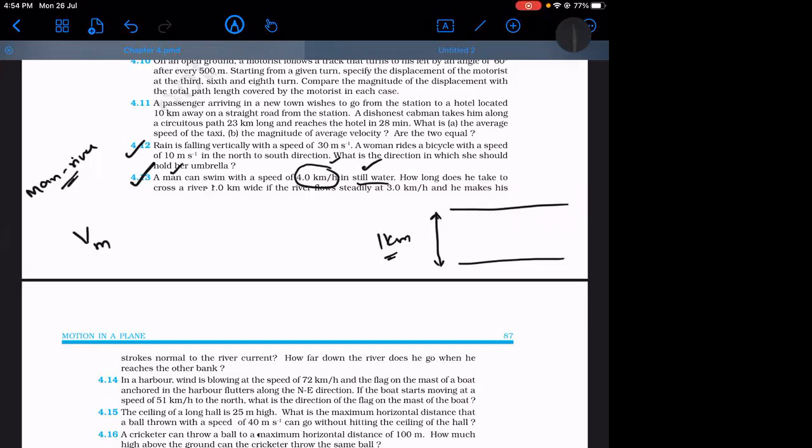Wherever they say velocity of man with respect to still water, this man alone is solved from 2 frames of reference. One is with respect to ground. When you take the reference as the ground, then it is absolute velocity. Whereas when you take the reference as still water, that will become the velocity of man with respect to river. So in this context, 4 is what? VMR or VMG? VMR. That is the meaning.